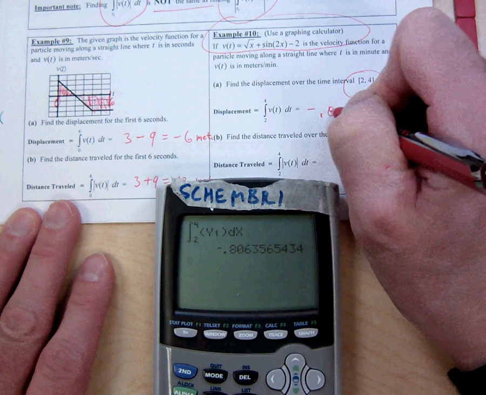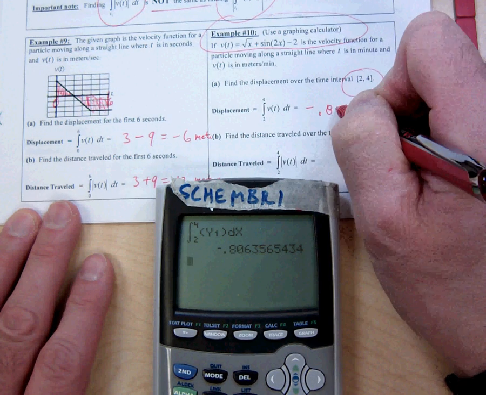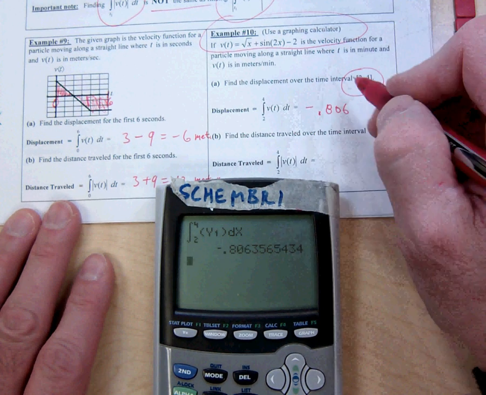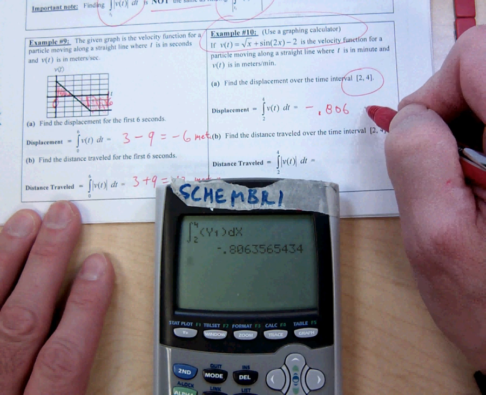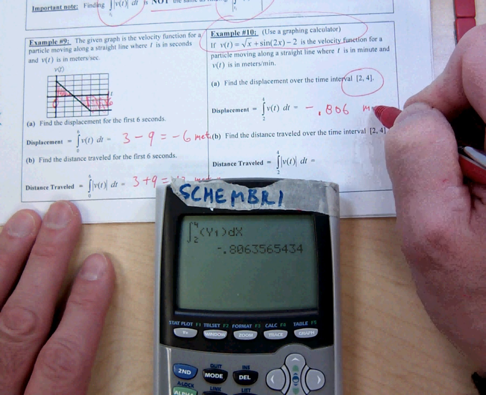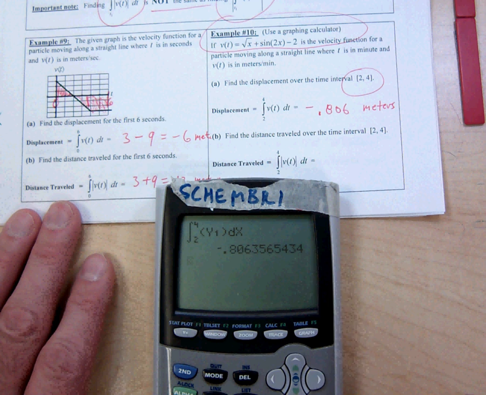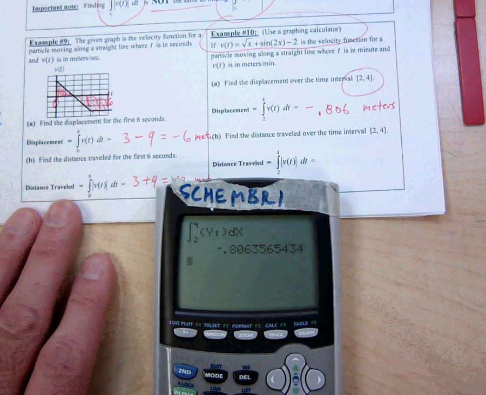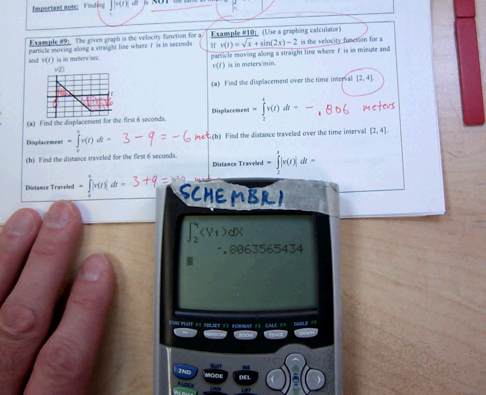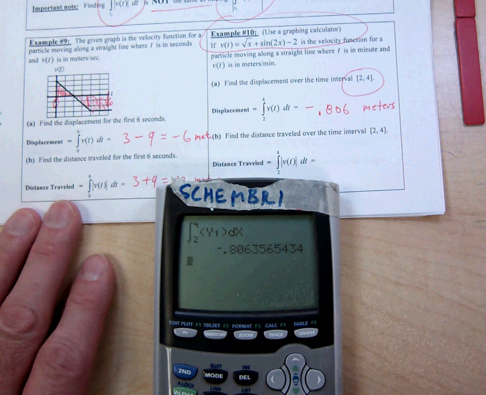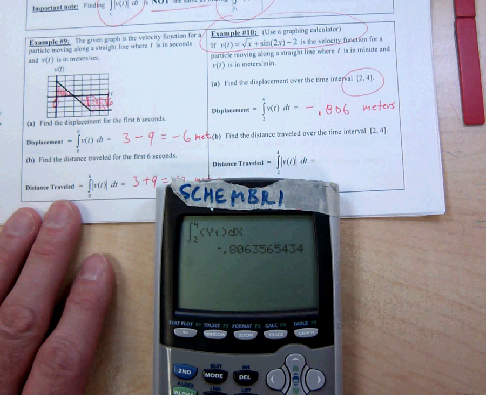Negative 0.806, what is it, meters? So what that means is the object or particle is 0.806 meters backwards from wherever it started. Yes?